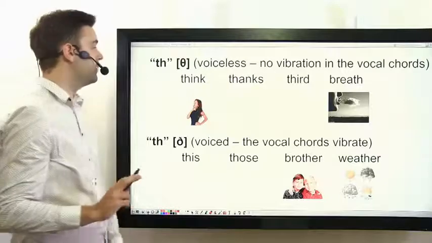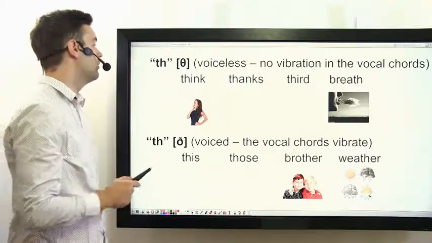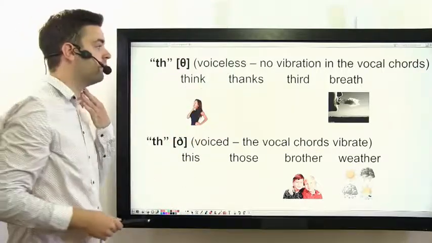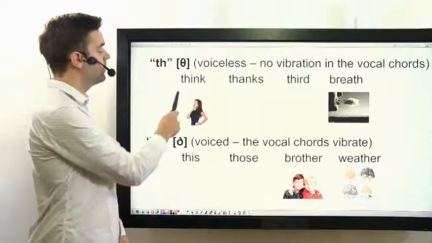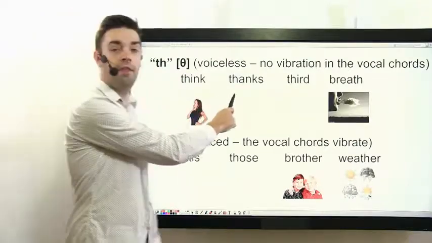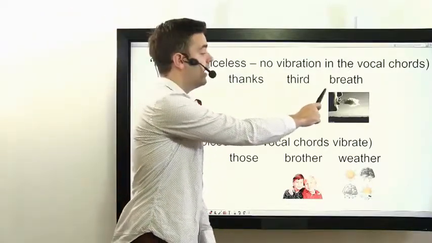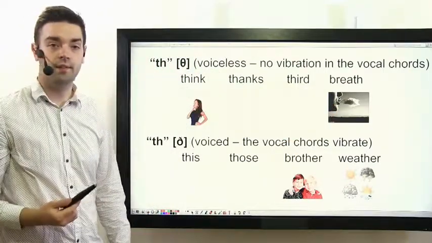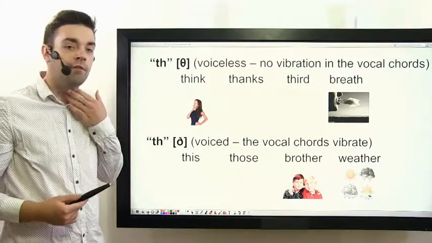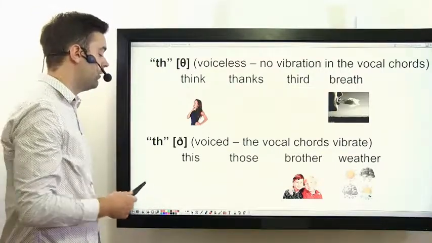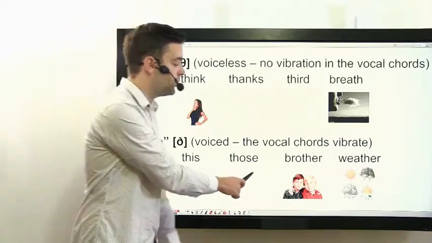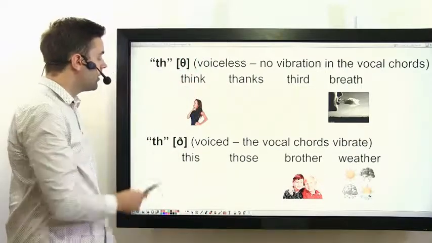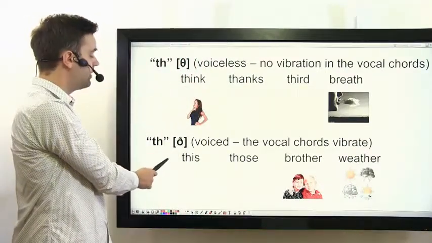And there are two types. So we've got voiceless, so no vibrations in the vocal cords. So, for example, think, thanks, third, and breath. The other kind is voiced, so it makes a sound and vibrates the vocal cords. So, this, those, brother, weather. So these are the two different th.